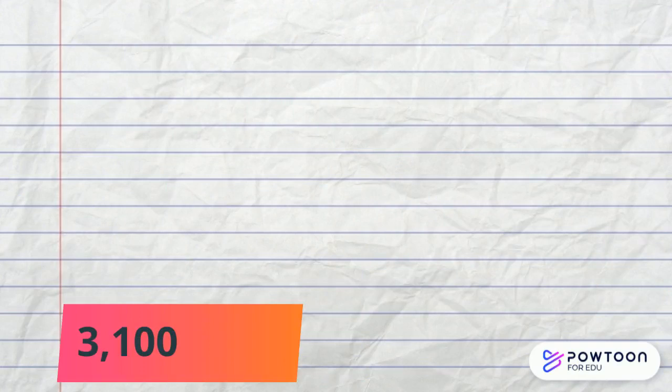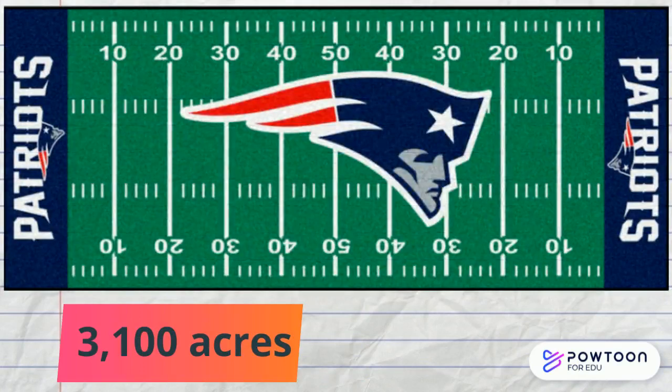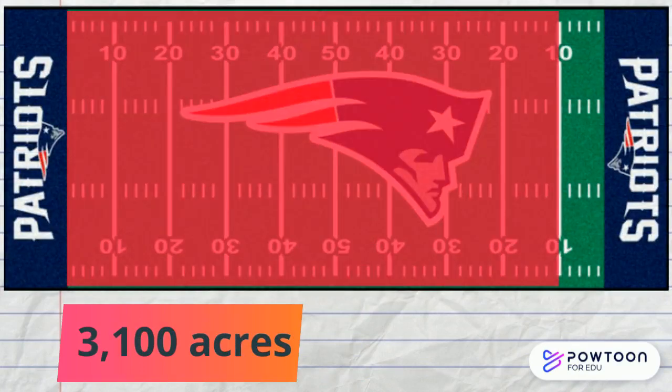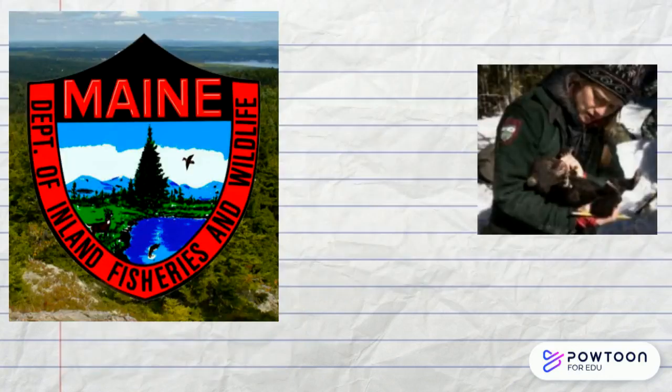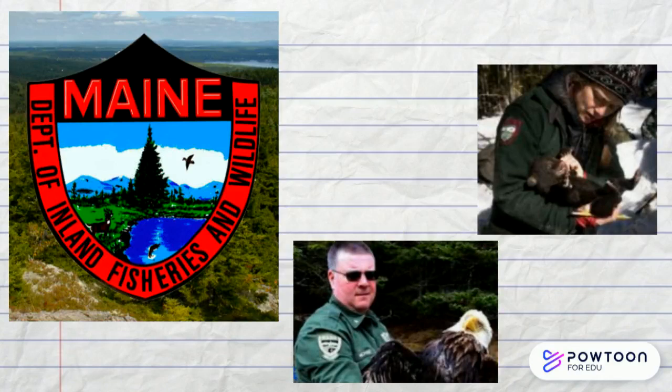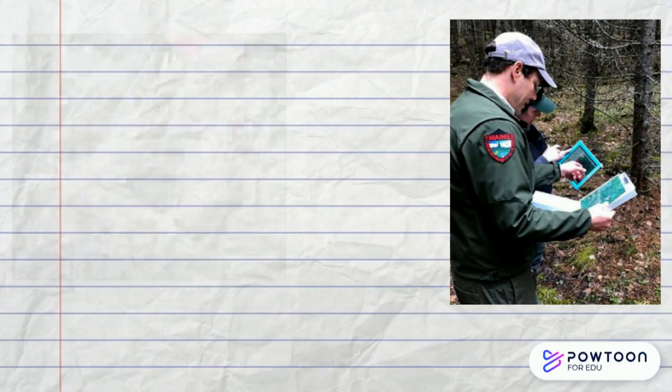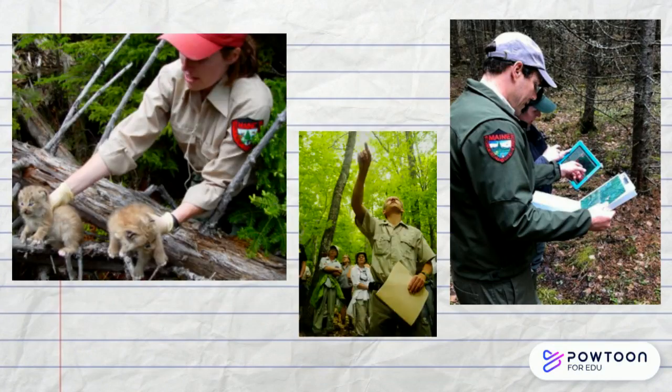The marsh is huge and covers 3,100 acres. You can think about an acre as being close to the size of a football field. It is owned by the Maine Department of Inland Fisheries and Wildlife. They protect the marsh and the plants and animals that live there.